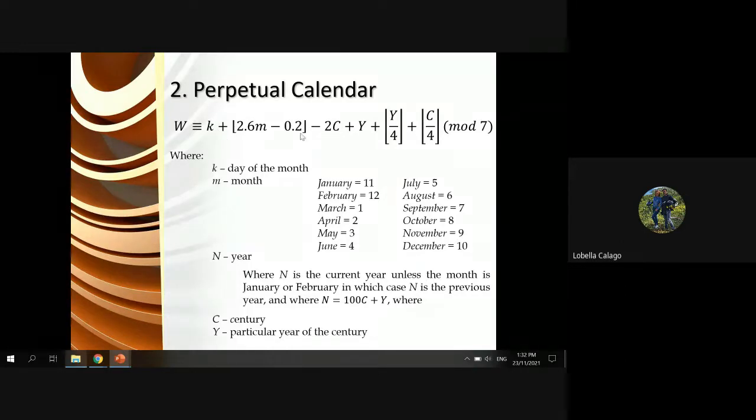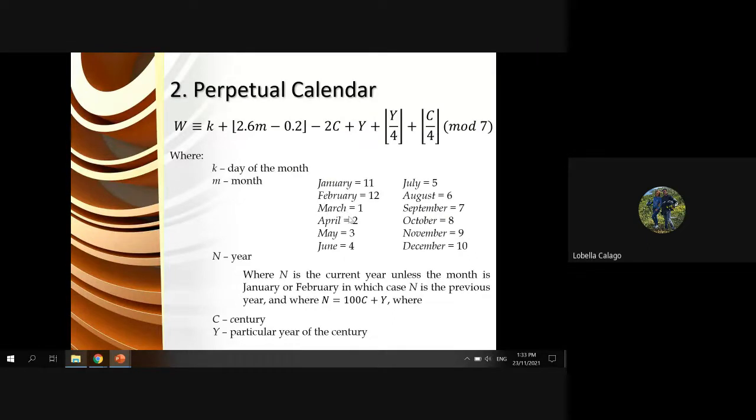This is the formula where M is the month, as you can see here on the side. January is 11, February is 12. Whoever created this formula, in that time, had March as the start of the new year, while for us January starts the new year.